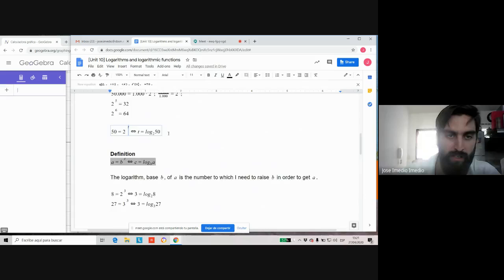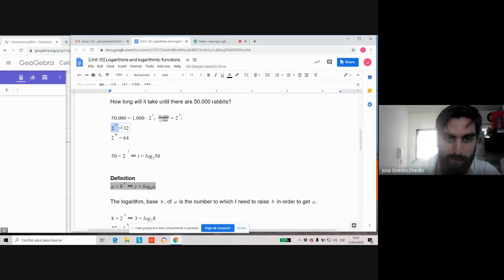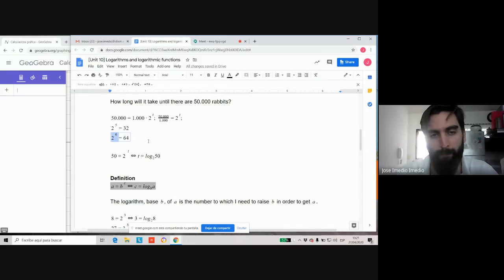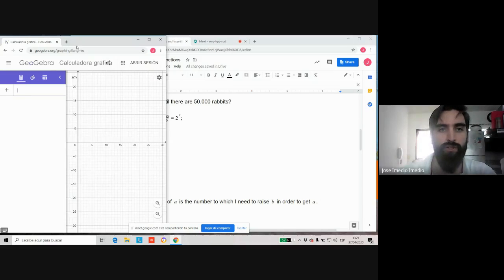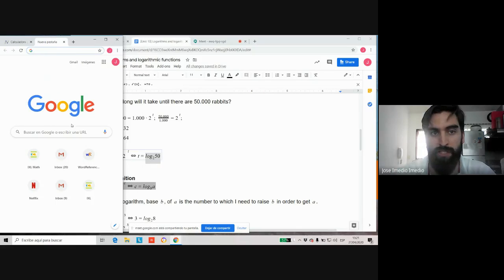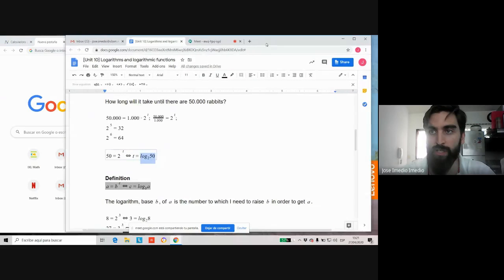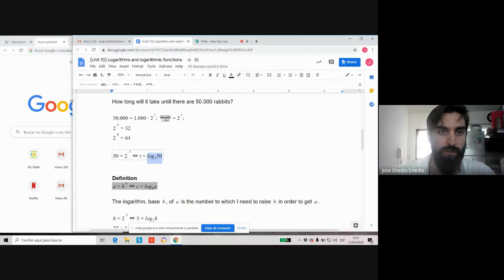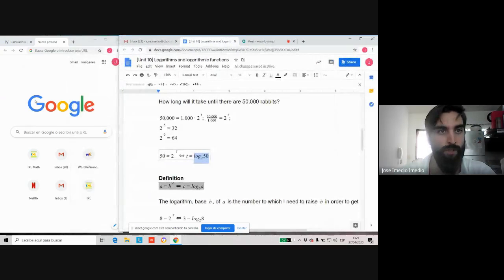We have that 2 raised to the power of 5 is 32 and 2 to the power of 6 is 64, so it's going to be 5 point something. Okay, we need to use our calculator to find this. You cannot do this just like that. You need your calculator. So let me use the Google calculator, which is quite useful in this case, and you will see it's very easy to introduce logarithms in the Google calculator, using just the browser.